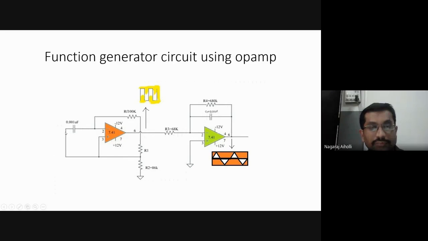And this is the Schmitt trigger circuit. The first one is a Schmitt trigger. It converts the triangular wave input into square wave output. So like this, the function generator operates to produce various types of input signals. It may be a square waveform, a triangular waveform, or a sine waveform. All these different waveforms are produced by the function generator circuit.